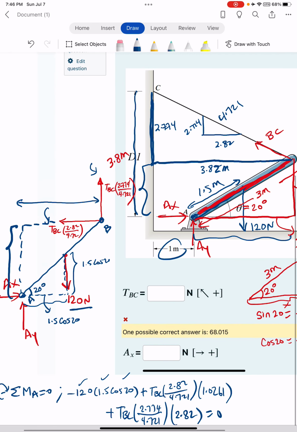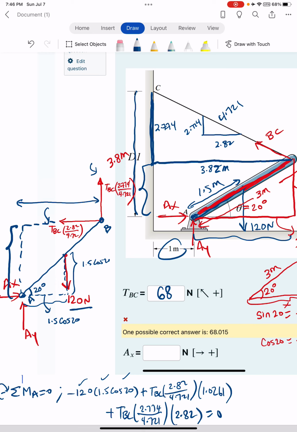Okay, so let's look at this. First of all, 2.82 times 1.0261 times 2.82 over 4.721. TBC will come to equal 68.